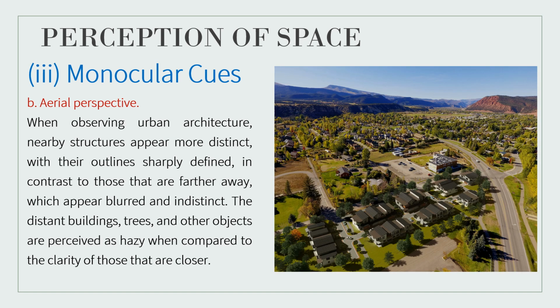This is the aerial perspective. When observing urban architecture, nearby structures appear more distinct with their outlines sharply defined in contrast to those that are farther away, which appear blurred and indistinct. The distant buildings, trees and other objects are perceived as hazy when compared to the clarity of those that are closer. So it's an obvious thing.